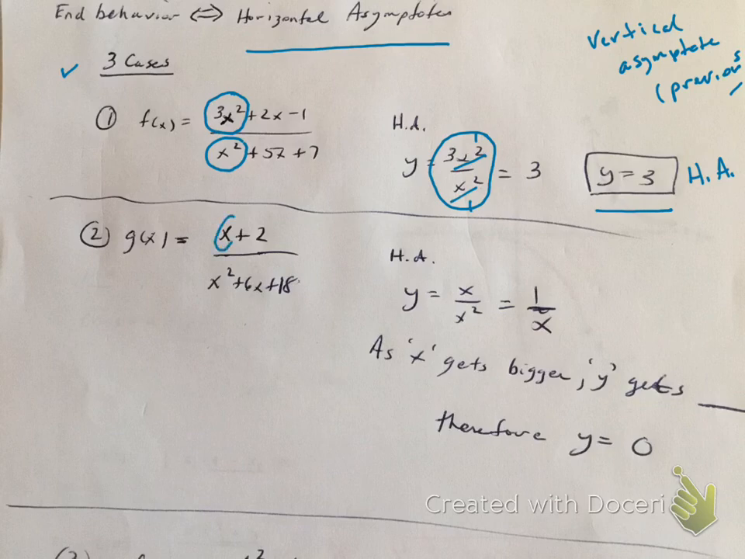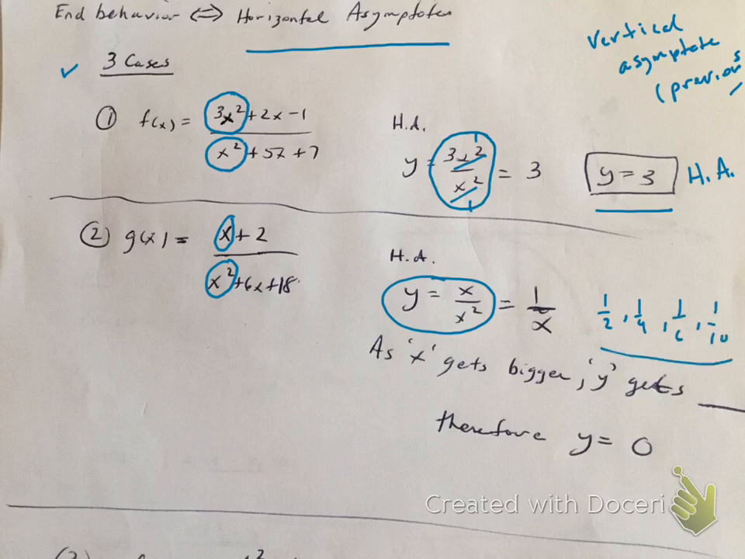Now when I take the dominant term here and the dominant term here, and I do the same thing, I reduce it, and what I want you to recognize is that as x gets bigger, what happens to the y? Well, 1/2, 1/4, 1/6, 1/10. As these x's get bigger, the y values get smaller.